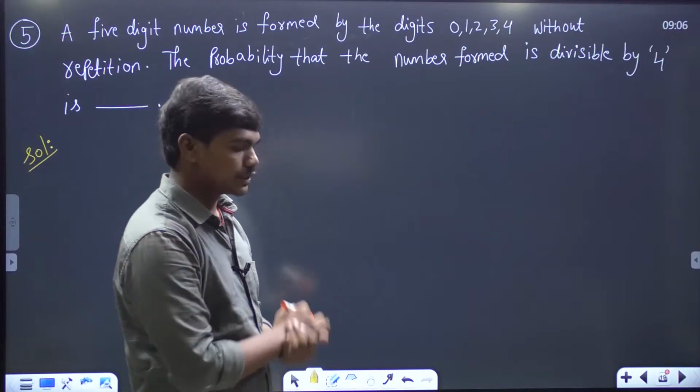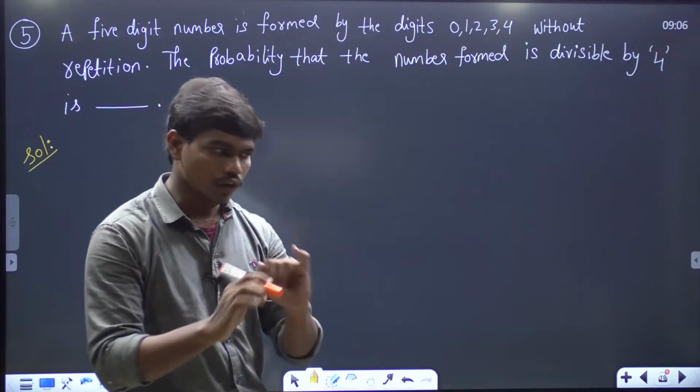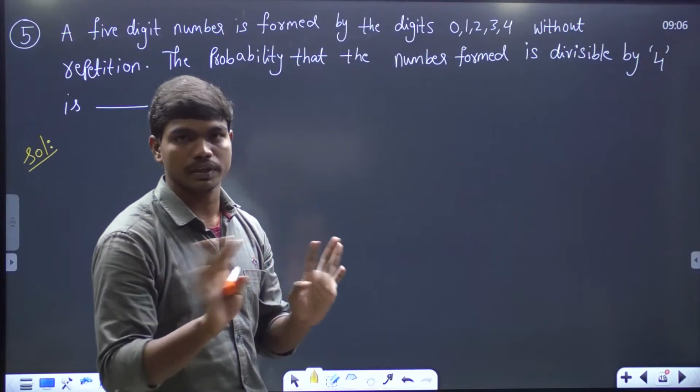So tell me, try to solve this and tell me the answer. Just apply the basics. See, first of all, find the total number of ways, then find the number of favorable ways. The ratio is probability. That's it.